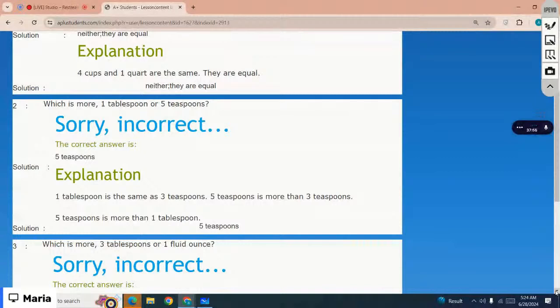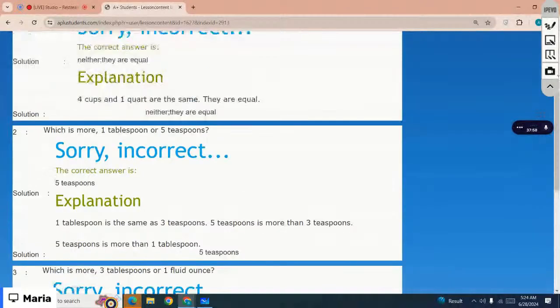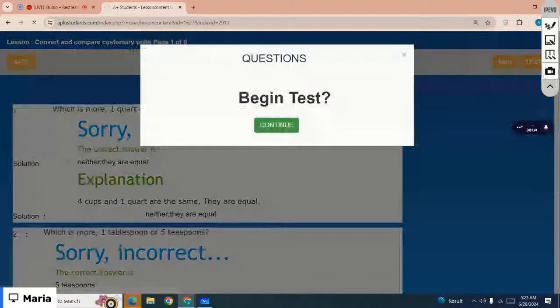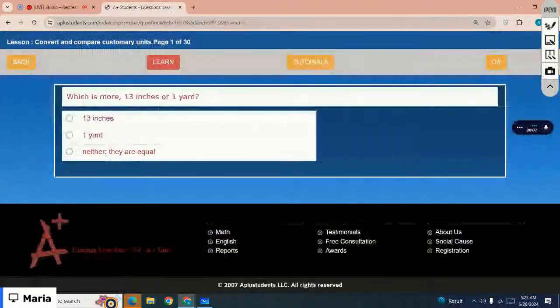Okay, let's just start with the test questions. Which is more, 13 inches or 1 yard? Which is the correct option? 1 yard equals 36 inches, right? So that means 1 yard is more than 13 inches. The correct option is 1 yard.